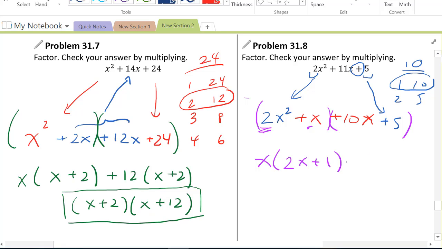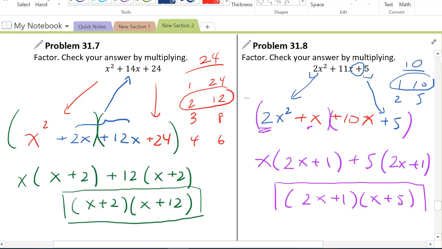What can I factor from here? Plus 5, right? Pull out a 5, right? 10 and 5. So it'll be 2x plus 1. What's in common? 2x plus 1 is in common. What's left over? X plus 5. And there you go.